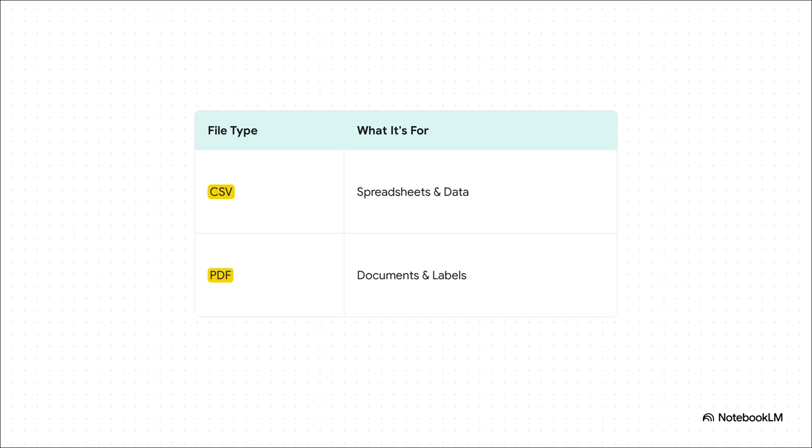Now, you're mainly going to be working with two kinds of files here. The first one is called a CSV. Whenever you see CSV, I want you to just think spreadsheet. It's a simple way to organize data, like numbers and text. The second one is a PDF. A PDF is like a digital photocopy. It locks a document so it can't be easily changed, which is perfect for stuff like invoices or shipping labels.